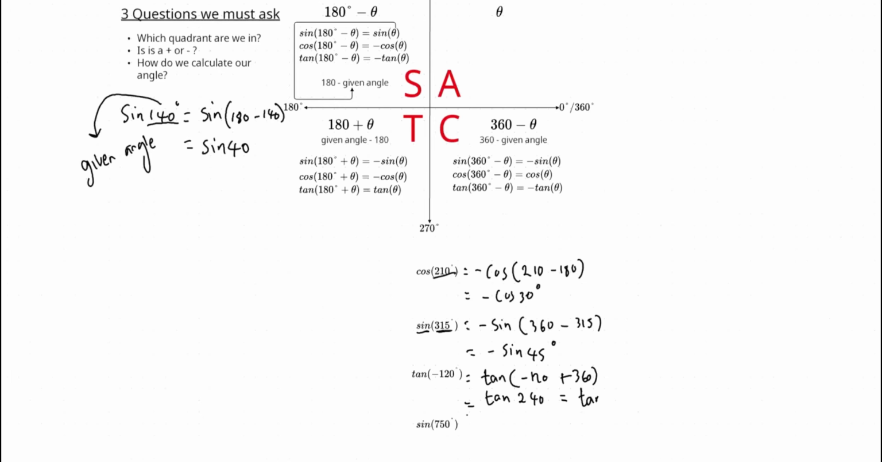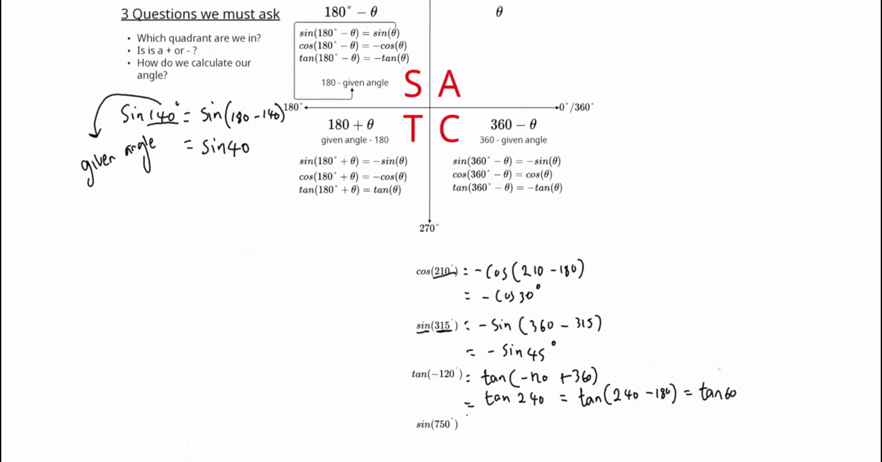And how do we calculate the angle? The formula for this one is given angle minus 180. So the given angle here is now 240. We're going to say 240 minus 180, and we're going to be left with a positive tan 60. So I hope that helps.